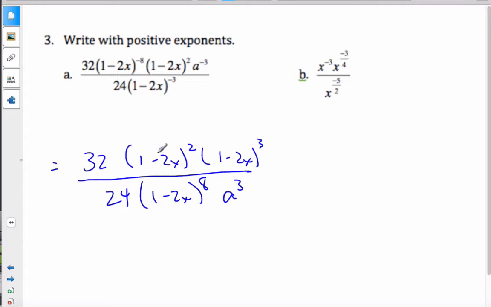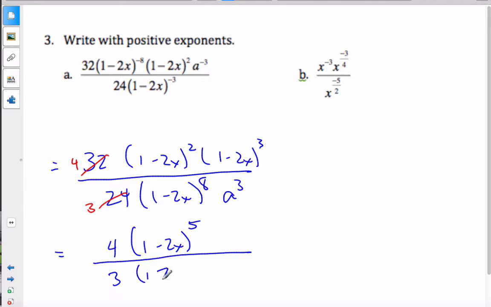And now, my first step, make everything positive. Now I have to do my simplification. If I think about these fractions first, I know they both divide by 8. That's a 3, and that's a 4. So I end up with 4 and 3. And this is 1 minus 2x. I add my exponents. In the bottom, I get 1 minus 2x to the 8, a cubed.